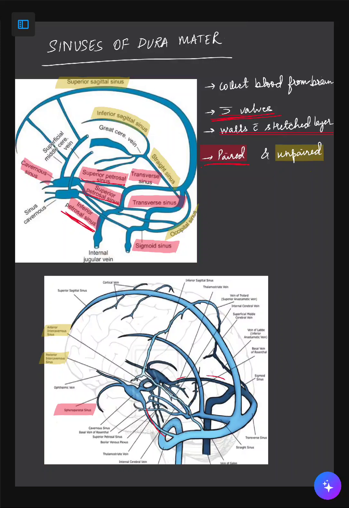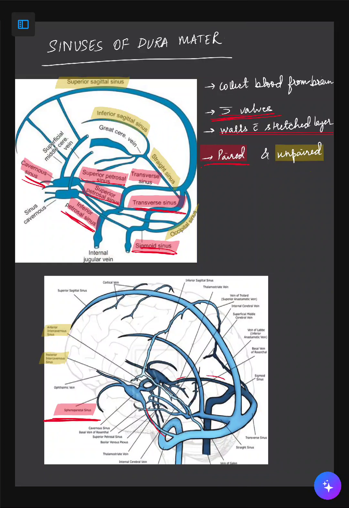Next is transverse sinus, sigmoid sinus, cavernous sinus, and sphenoparietal sinus. I have written them here in this diagram. So come again. Which are the paired ones? Superior and inferior petrosal sinus, transverse sinus, sigmoid sinus, cavernous sinus, and sphenoparietal sinus.